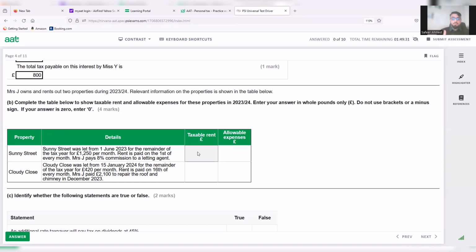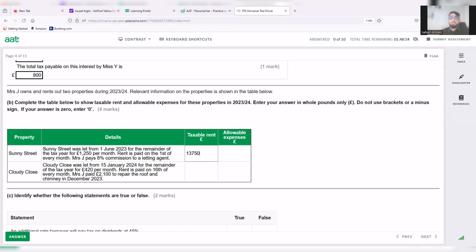So in other words, that's 7 months from 1st of June to 31st of December, and then from 1st of January to 1st of April. So these 4 months, in other words, January, February, March, April. So it will be 11 months. So the way you will calculate is 11 times the monthly rent. So 1250 times 11 gives you 13,750.